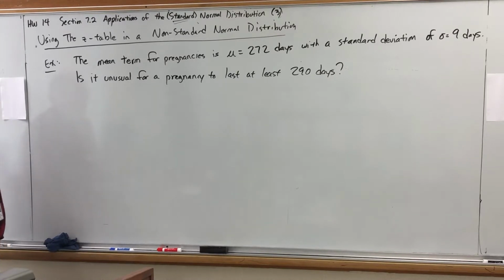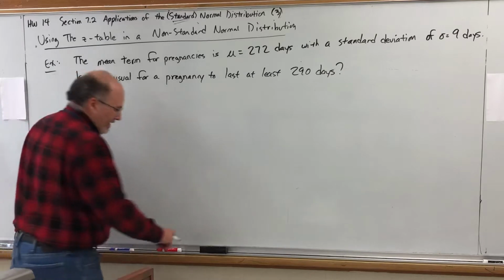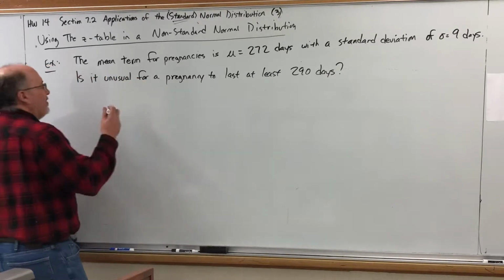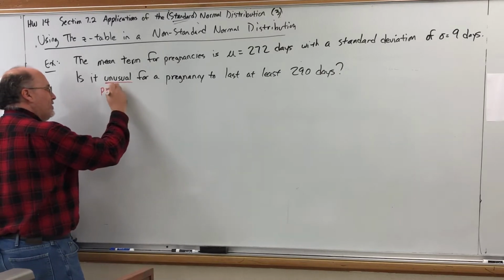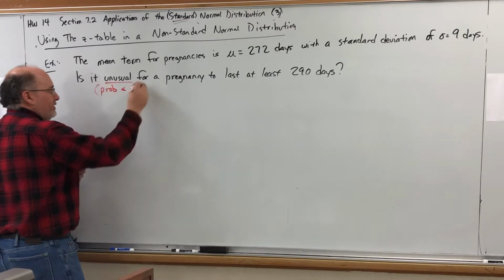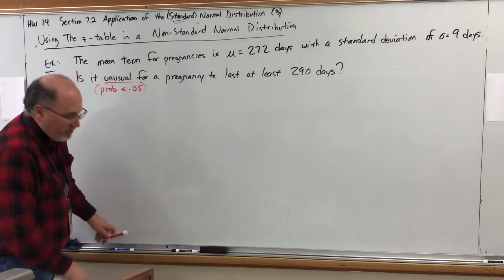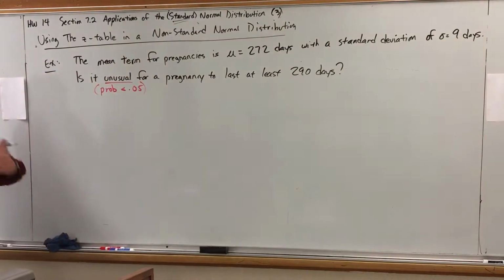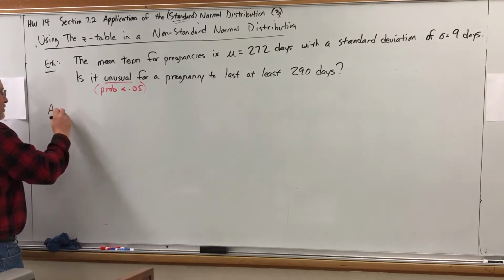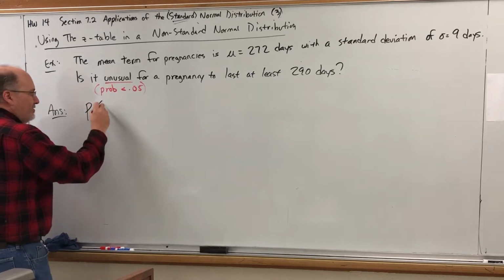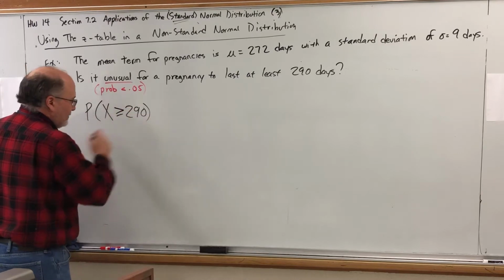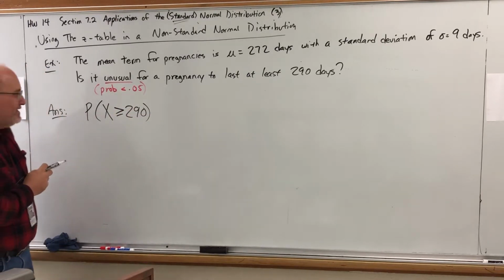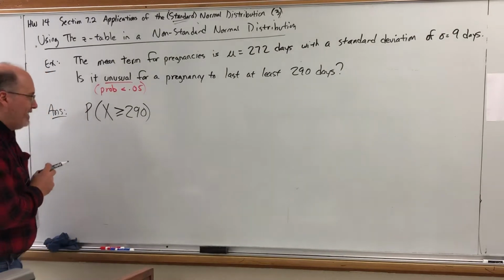Is it unusual for a pregnancy to last at least 290 days? Well, first off, recall that an event is considered unusual if the probability is less than 5%. That's considered industry standard, if you will. So we're really seeing if this probability is less than 5%. But what's this probability that we're looking for? Well, the probability that X is greater than or equal to 290 days, because that's what it would mean for the term of the pregnancy to be at least 290 days.